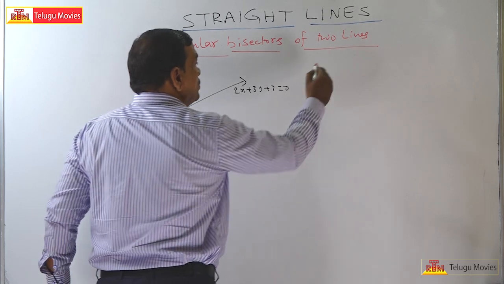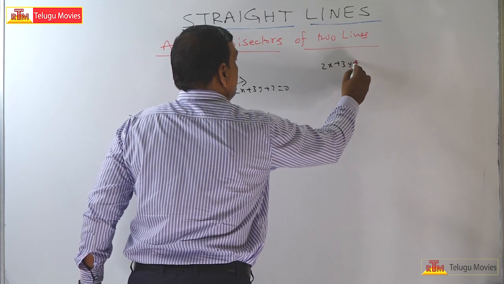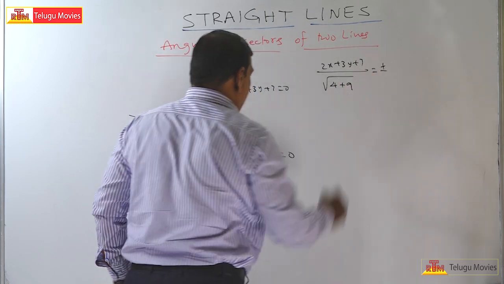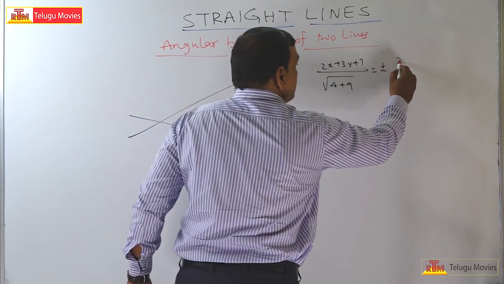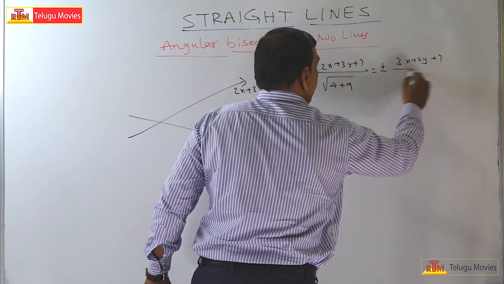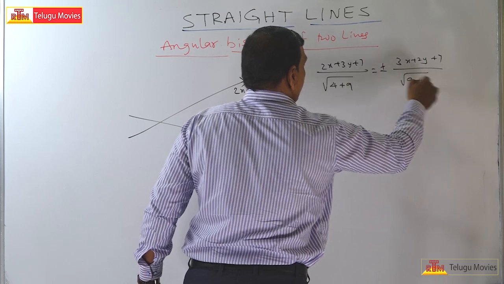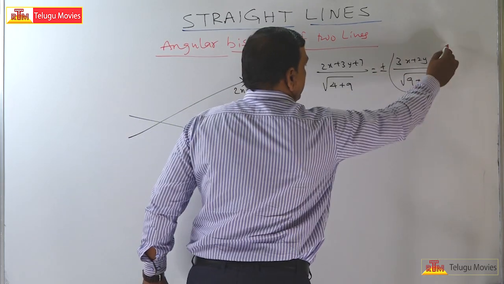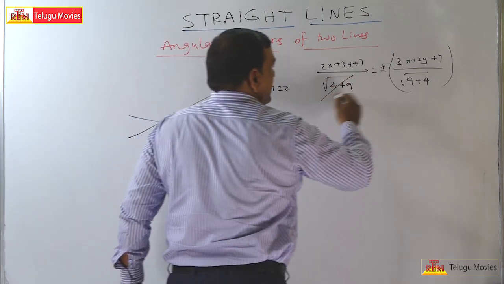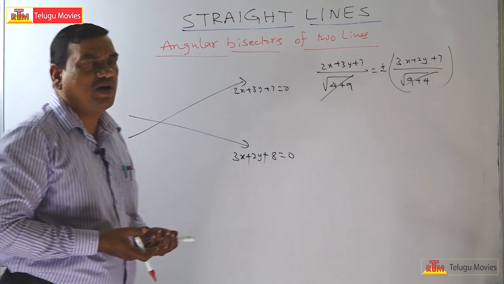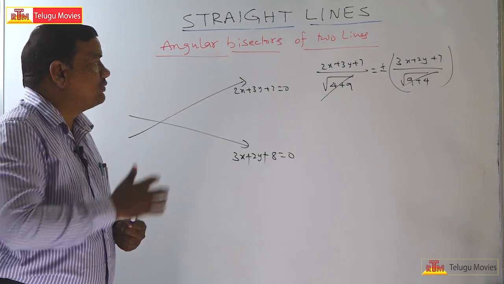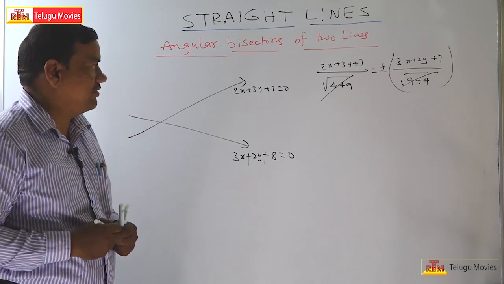So, how to find them? We write (2x plus 3y plus 7) upon the square root of (4 plus 9) is equal to plus or minus (3x plus 2y plus 7) by the square root of (9 plus 4). Put a bracket here since plus or minus is there. Now, we can cancel these two. Otherwise, if cancellation is not possible, you have to take the cross multiplication. Now, take one time plus, one time minus, and you will get the equations.